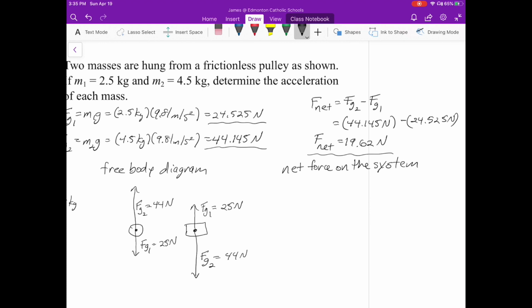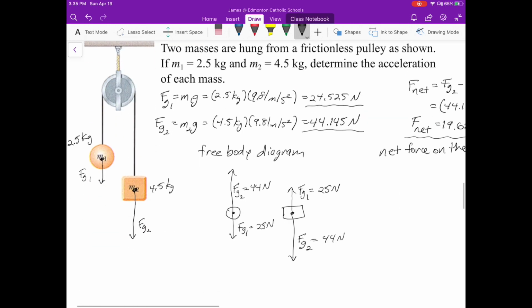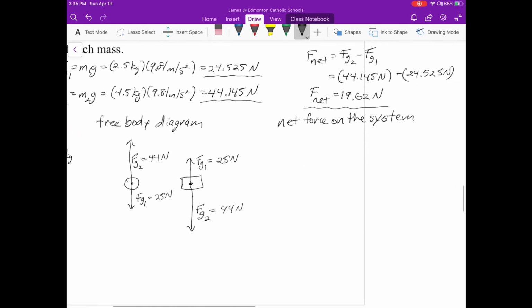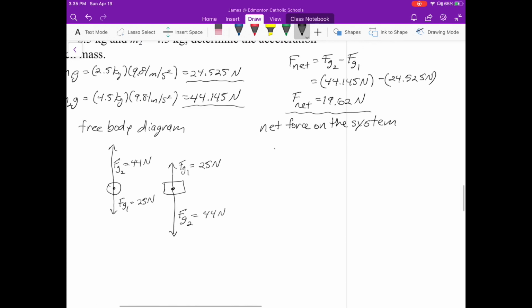Just like in the previous problem where you had one force, that force acting right here, 29.43 newtons, acting down on the ball, and it was also acting to the right on the box. Here, it's not down and right, it's up and down. Okay, so to find out the net force on the system, we just did that. To find out the acceleration of the system, we divide by the sum of those two masses.